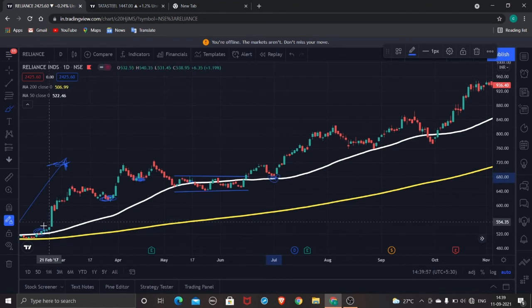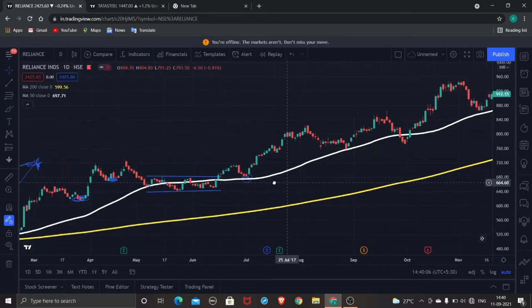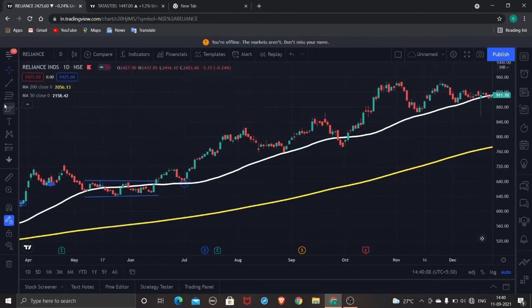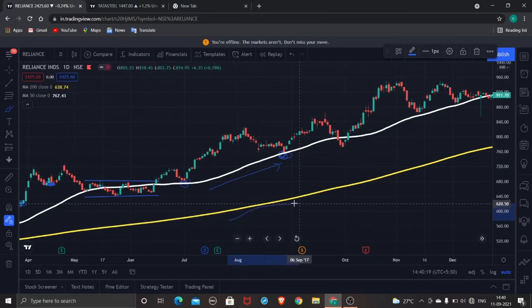So till now we have gone through 1, 2, 3, 4, 5. Out of 5, 2 entries were correct. Moving ahead. Here is an entry. Here it takes support at the 50 moving average. Here is the entry: the 50 moving average is rising and the 200 moving average is rising. This is the condition for an entry. Here is the entry. Okay.